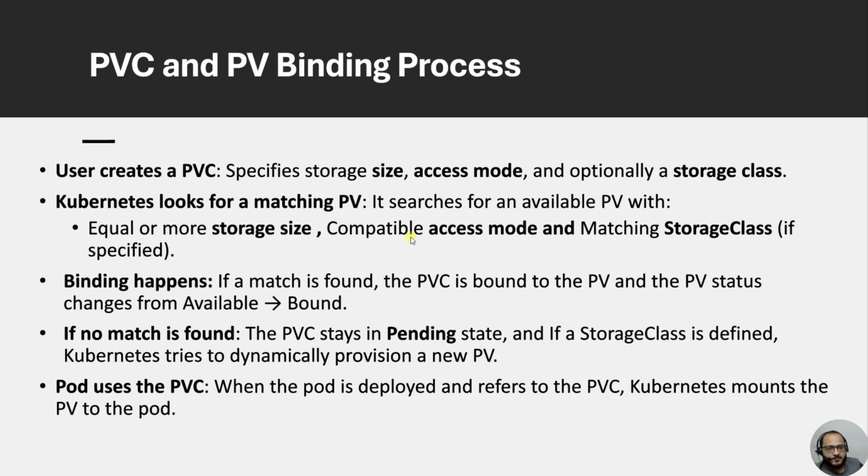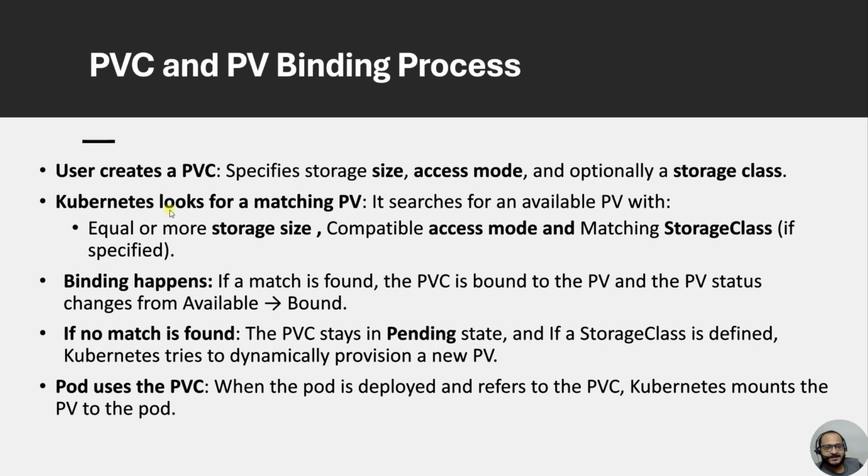Now let's see how the PVC and PV binding process works. First, users create a PVC. In simple words, we create a manifest file for the persistent volume claim where we define how much storage we need and what kind of access mode we require for our applications. Optionally, we can use a storage class if we are going to provision a persistent volume dynamically.